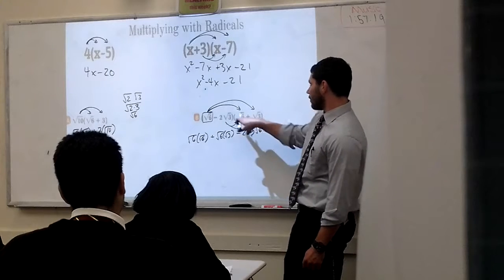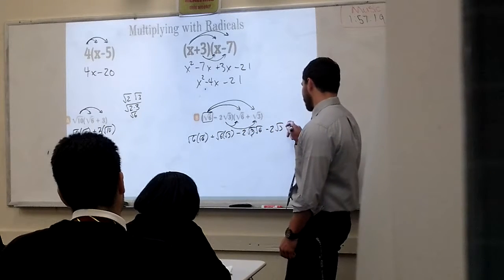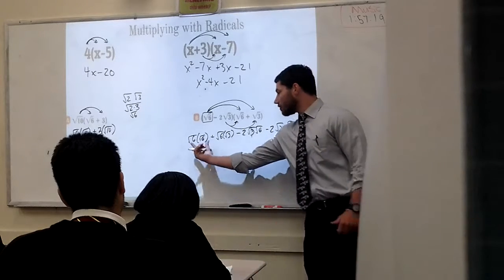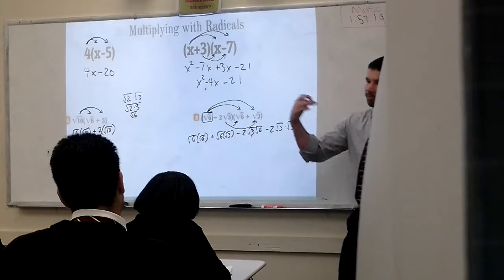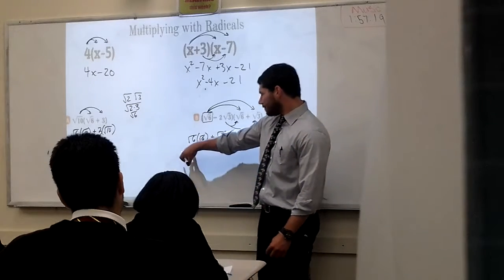And then negative 2 square root of 3 times the square root of 3. So negative 2 square root of 3 times the square root of 3. Alright? And then focus on each individual part and simplify. If you write each line down, you'll be fine. You won't lose any steps.